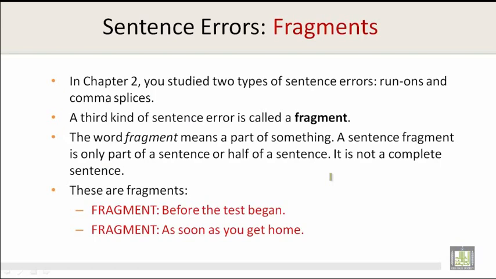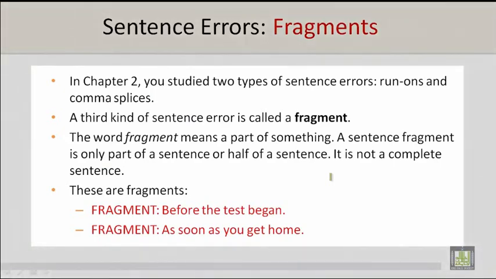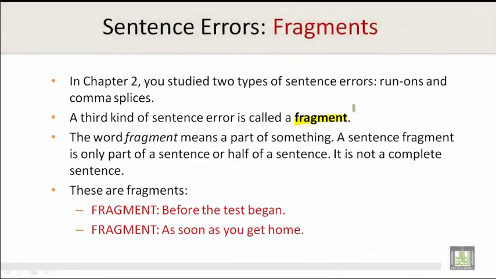Sentence errors: fragments. In Chapter 2, you studied two types of sentence errors, run-ons and comma splices. A third kind of sentence error is called a fragment. The word fragment means a part of something. A sentence fragment is only part of a sentence or half of a sentence. It is not a complete sentence. These are fragments: Before the test began. As soon as you get home.